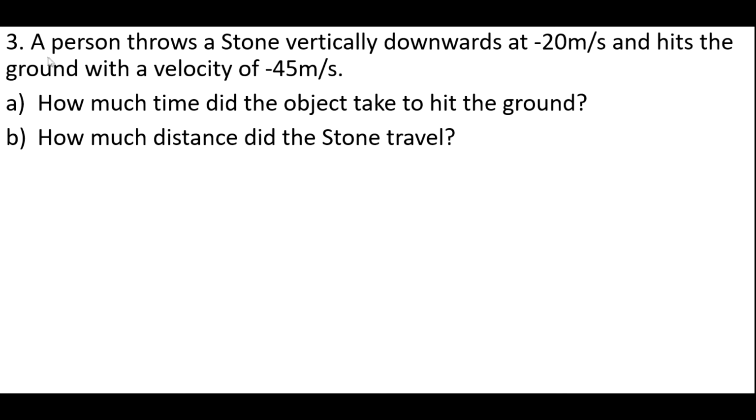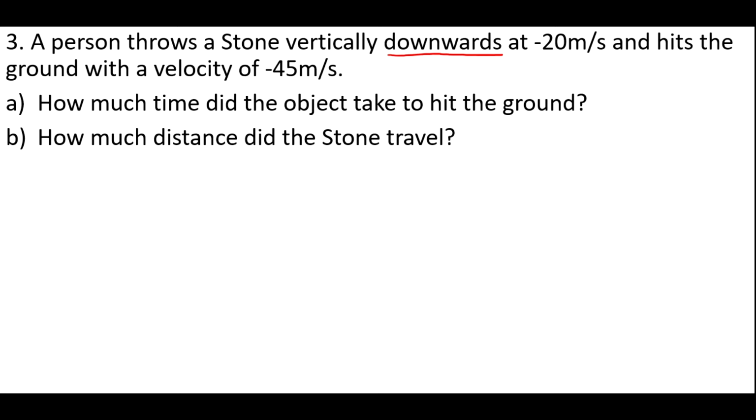Okay, so the problem says a person throws a stone vertically downwards. This will be the first time that we're going to see downwards, because remember that in the explanation of the topic we saw vertical throw upwards and downwards. So this is the first time, at minus 20 meters per second, and it hits the ground with a velocity of minus 45 meters per second. So the first question: how much time did the object take to hit the ground? And the second question: how much distance did the stone travel?